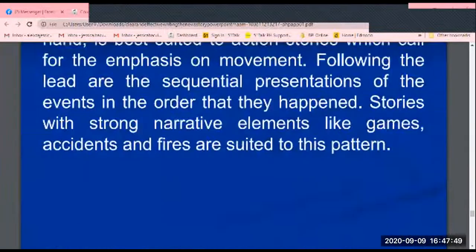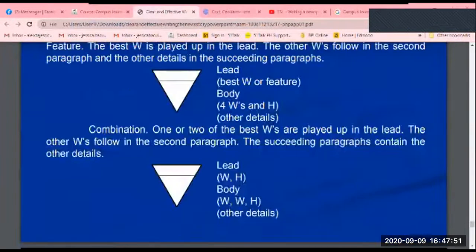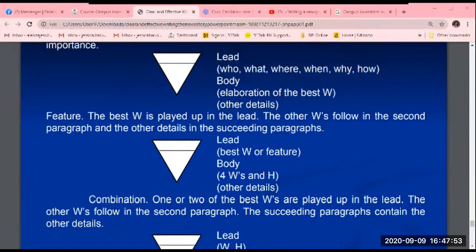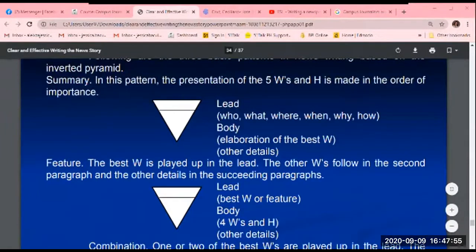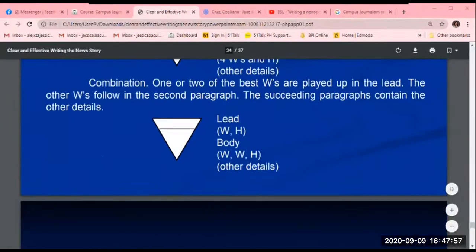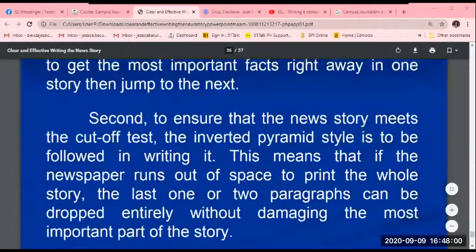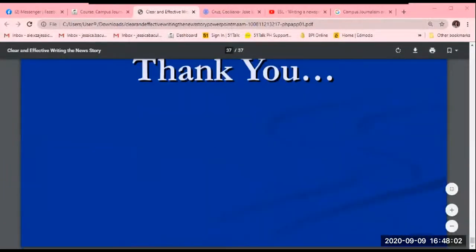So, for example, we have here an example. You can use this format, just the lead and the body, or sometimes katong tulo, tripart siya nga inverted pyramid. Okay?